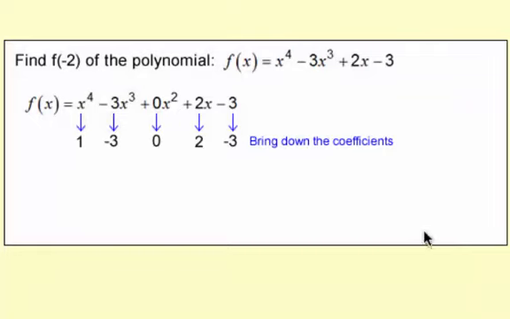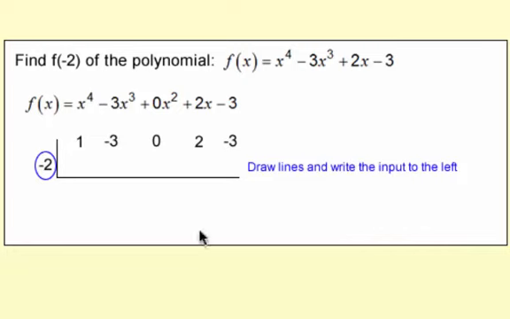Okay, so then what you do is you write each coefficient. And so you can see the coefficients here: 1x to the 4th, -3x to the 3rd, 0x squared, 2x, and -3. These are all the coefficients. Then what you do is you draw lines and write the input to the left. And the input is -2, and here are all our coefficients, and here are 2 lines. And there's space to write additional numbers. We're going to be writing numbers above the line and below the line here.